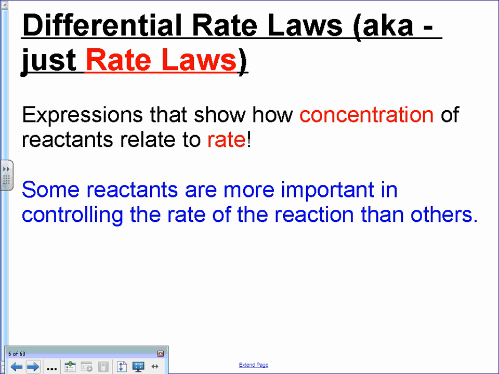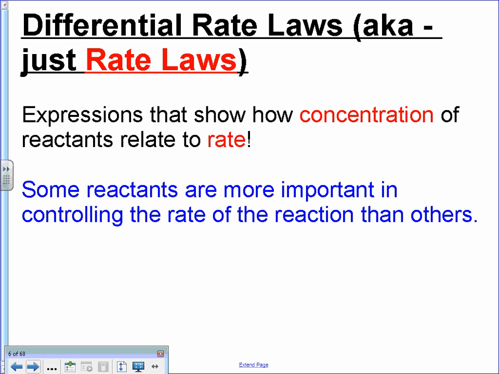Okay, so we are not really going to be doing derivatives and integrals, but everything we do does relate to derivatives and integrals. And this is something you can tell your calculus teacher: hey, we're doing relative rate laws. They are actually called differential rate laws, but we just call them rate laws.